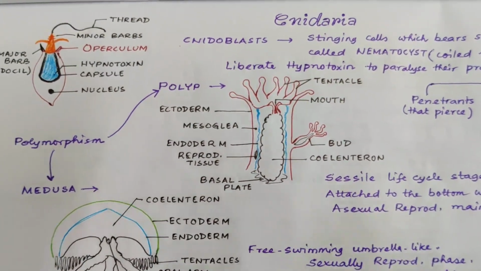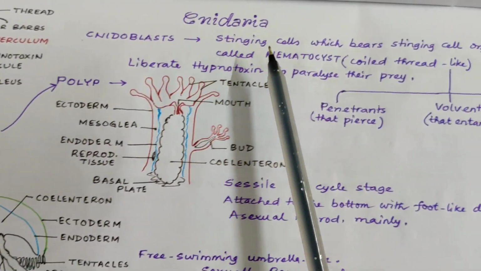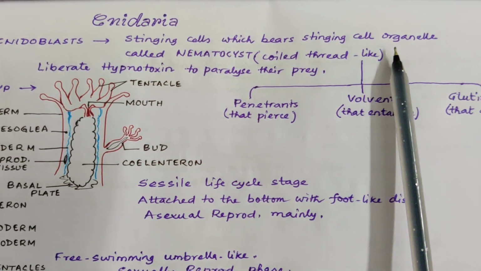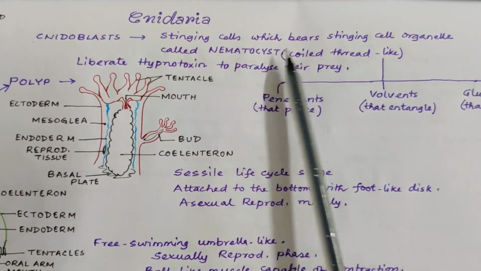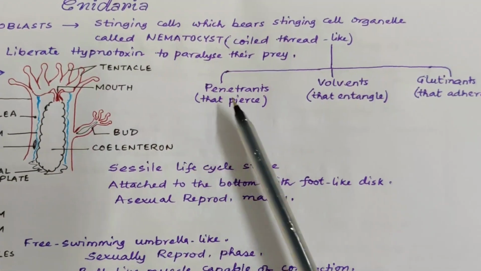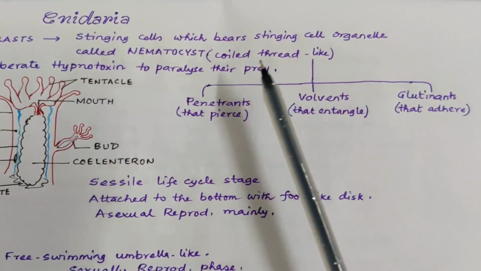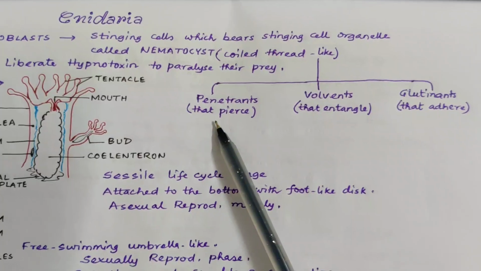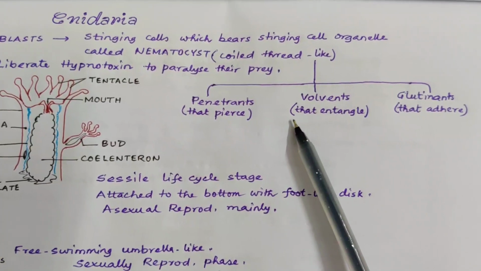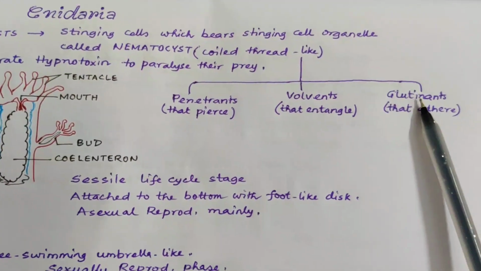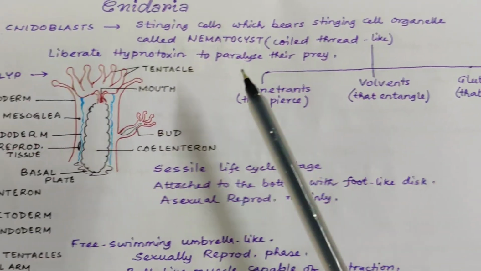Coming to phylum Cnidaria. The word Cnidaria comes from cnidoblast cells, which are the stinging cells which bear a stinging cell organelle called nematocyst, which are coiled thread-like structures, which may be of three types. They may be penetrants, or volvents, or glutinants. The penetrant nematocysts pierce through the body of the prey. The volvents entangle their prey, and the glutinants remain glued or adhered to their prey.